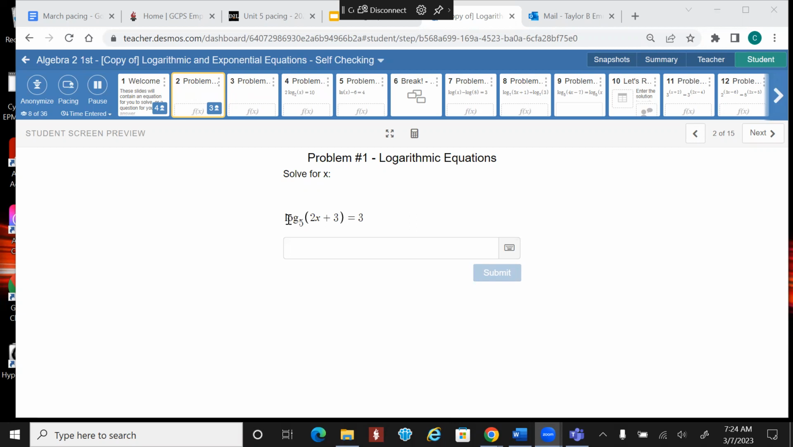Okay, so is the log by itself right here? Go to the second slide. You should have the same problem, right? Okay, is the log by itself? Yes. Okay, so we're gonna start at our base, go to the outside, finish over here. We're gonna write this as an exponential. So we got 5 to the 3rd power is equal to 2x plus 3. So what's 5 to the 3rd power?